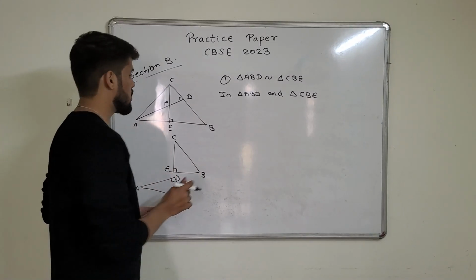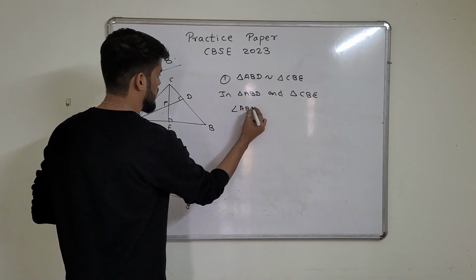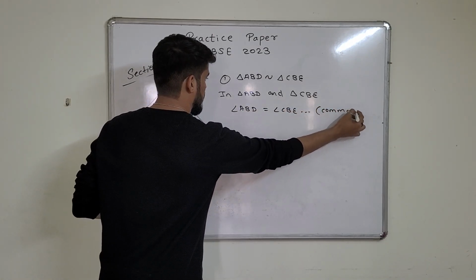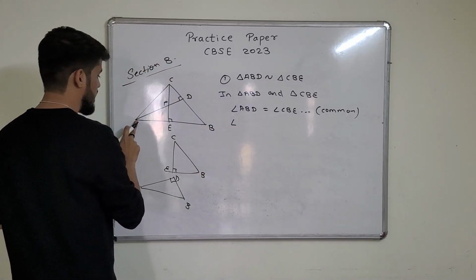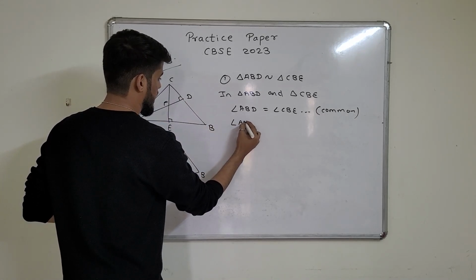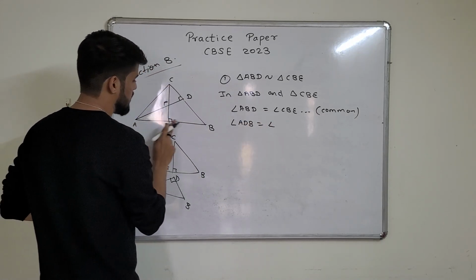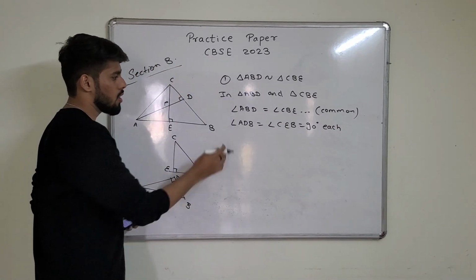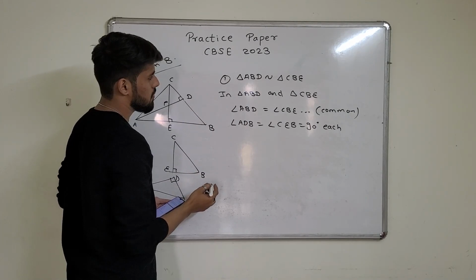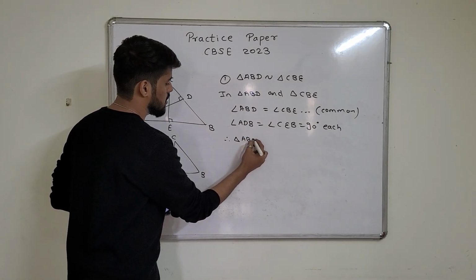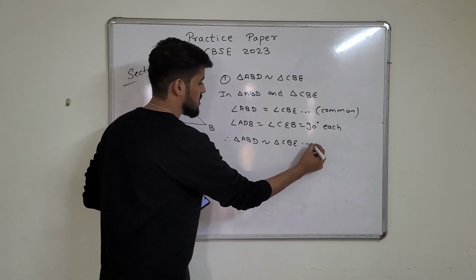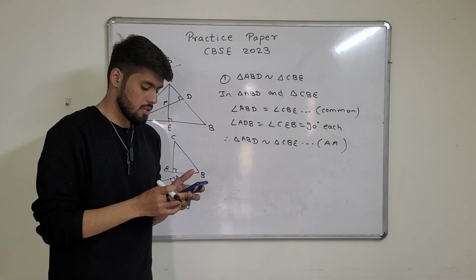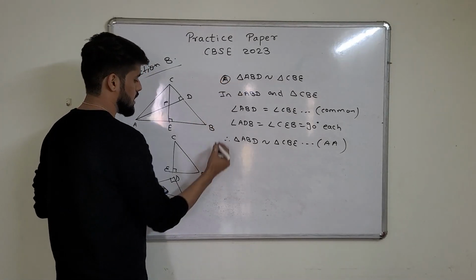So what we can write is angle ABD equals angle CBE, that is the common angle, and angle ADB equals angle CEB equals 90 degrees each. If two angles of the triangles are the same, we can say that, therefore, triangle ABD is similar to triangle CBE by the AA test, or AA criteria for similarity. Okay, so that was question A, let's go to question B.